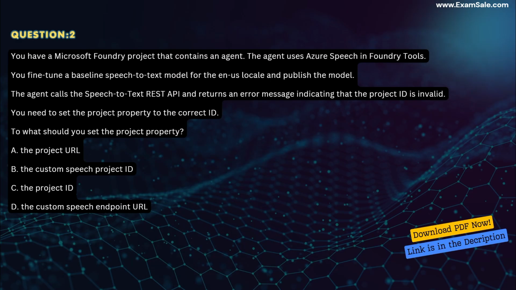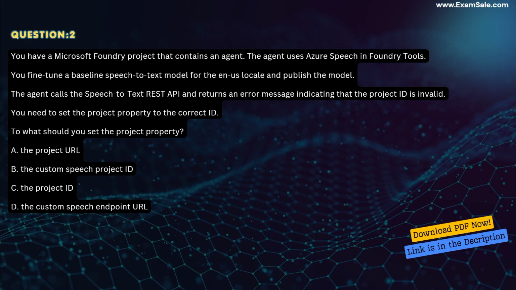Question 2. You have a Microsoft Foundry project that contains an agent. The agent uses Azure Speech and Foundry Tools. You fine-tune a baseline speech-to-text model for the en-US locale and publish the model. The agent calls the speech-to-text REST API and returns an error message indicating that the project ID is invalid. You need to set the project property to the correct ID. To what should you set the project property?